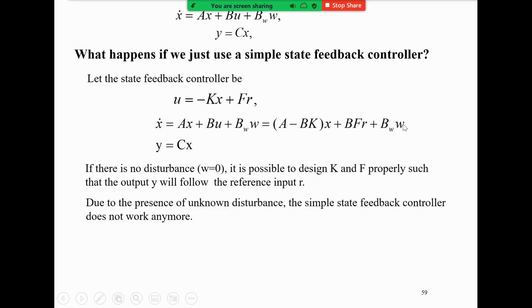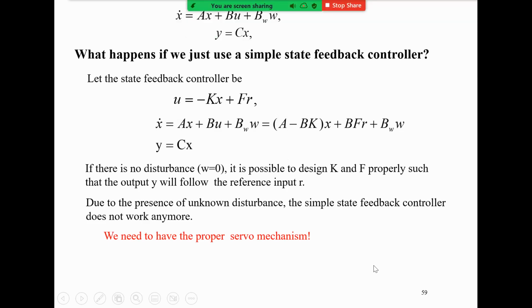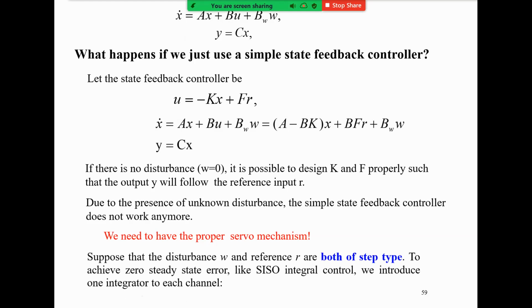Because we have to include the influence of the disturbance, right? We have to deal with, reject the impact of the disturbance. Or in other words, we need to have the proper servo mechanism. Now, we know that for the single input, single output case, the servo mechanism is to include an integrator. But here, of course, due to time limitation, we can only discuss the case where the reference input is a step type or a constant.